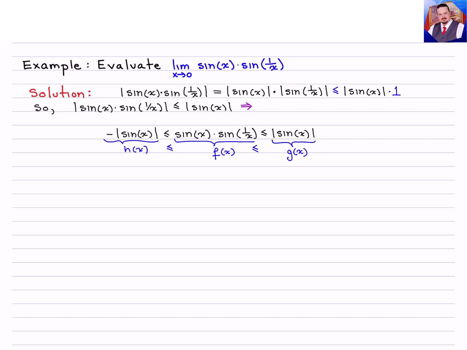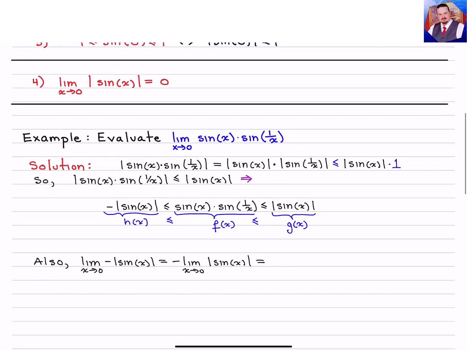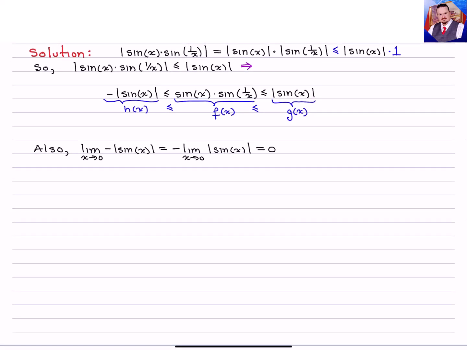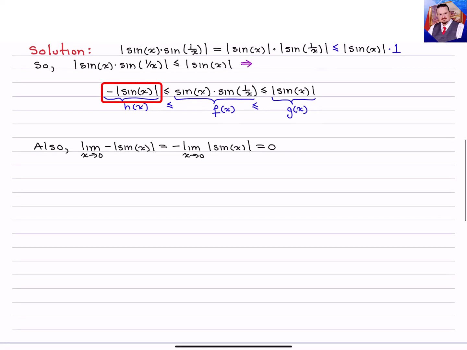So now let's consider these two limits. All right, so the limit as x goes to 0 of h, it's minus the absolute value of sine x. We'll move the negative outside. And from our fact here, we know that this is 0. We're just using that previously established fact. I have videos working on that. It's also usually in most of the textbooks.